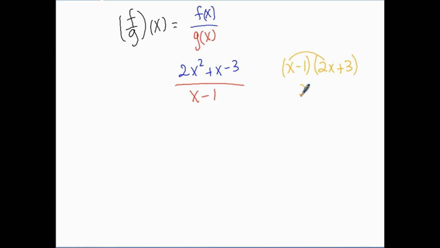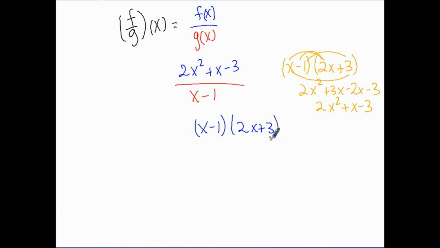So let's check that out. First, it's going to be 2x squared. Outside, plus 3x. Inside, minus 2x. And then last, minus 3. So 2x squared plus x minus 3. Yeah, that gets us back to where we were right here. So we know that those are going to be factors. So let's just factor it now: x minus 1, and then 2x plus 3. So that's what this becomes, and then we still have it divided by x minus 1.